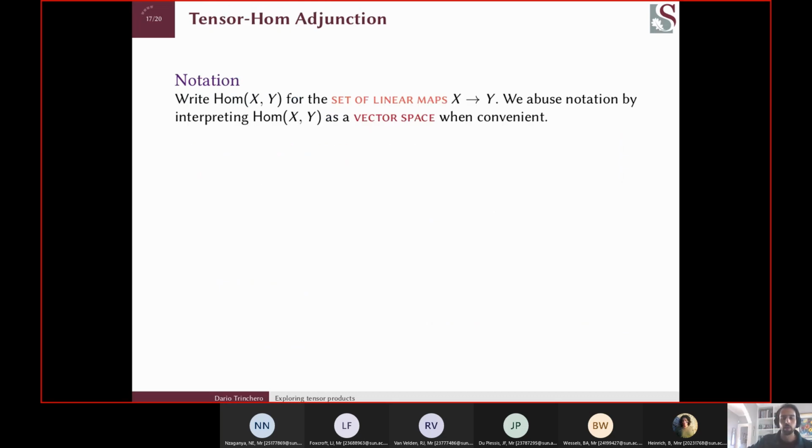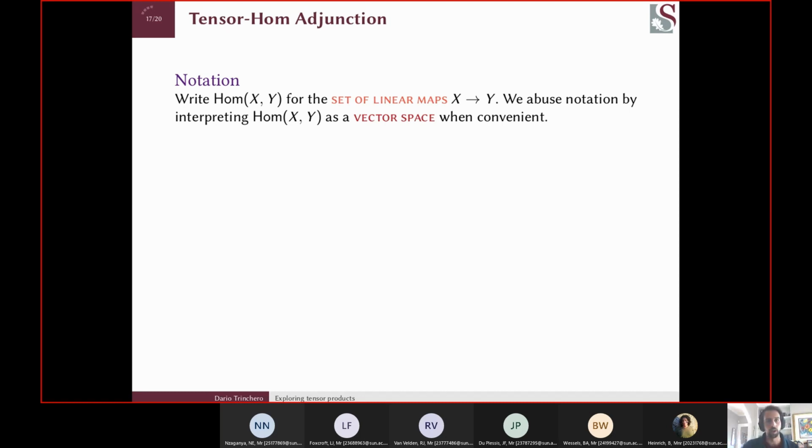So the last property that I want to point out, and this is, I think, the most elegant formulation that we have of the tensor products in general, at least outside of going into monoidal categories, is if we write hom(x, y), so the set of linear maps from x to y, and I'm also going to abuse notation slightly by using the same notation to refer to the vector space of linear maps from x to y whenever it can be interpreted as a vector space.